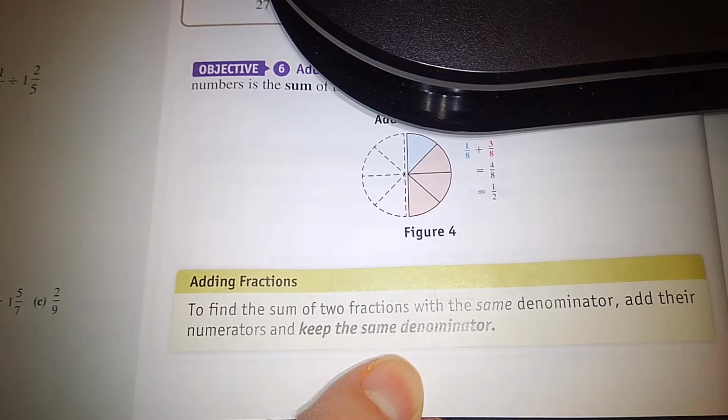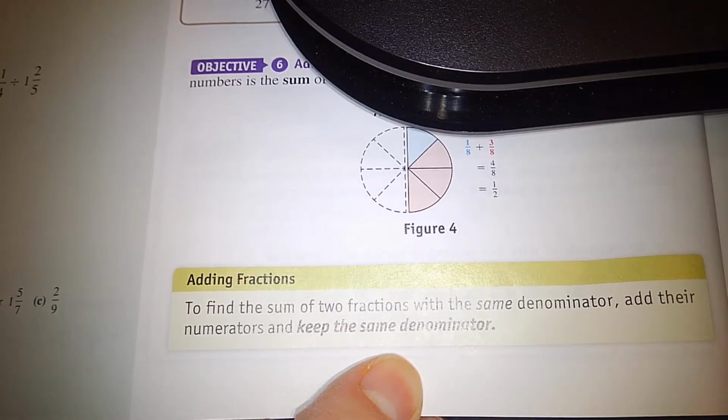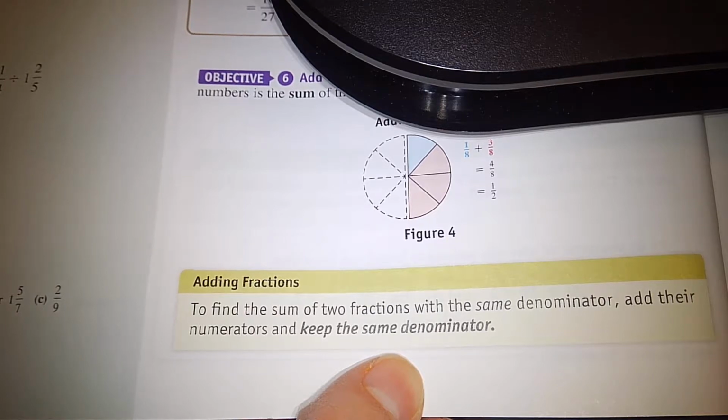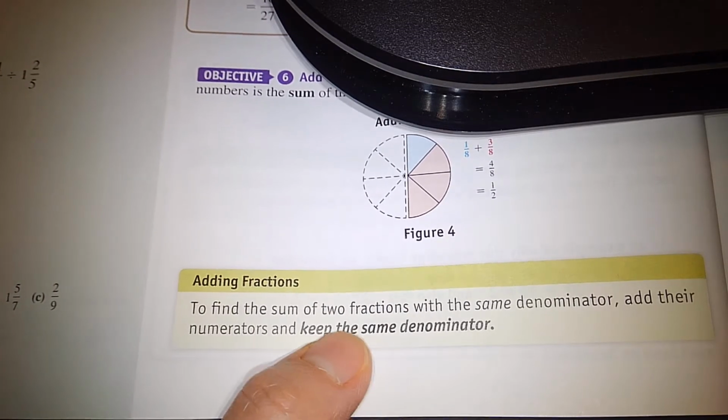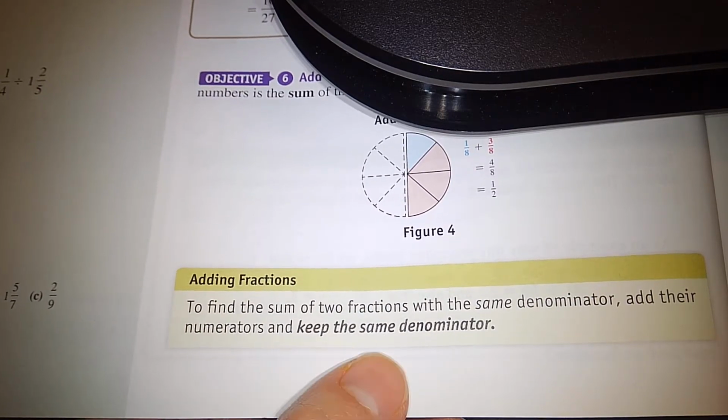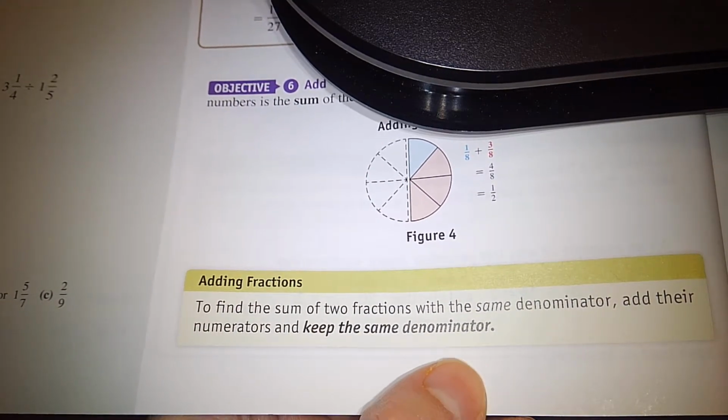To find the sum of two fractions with the same denominator, add their numerators and keep the same denominator. Very good. Thank you so much, Jose. If two fractions have the same denominator, add the numerators and keep the same denominator. Okay, so this is an easy case.